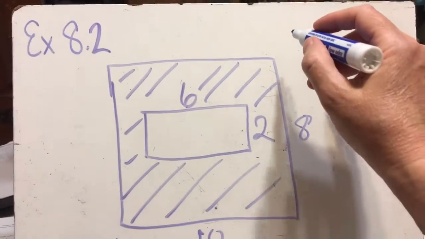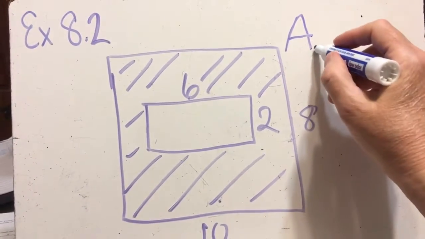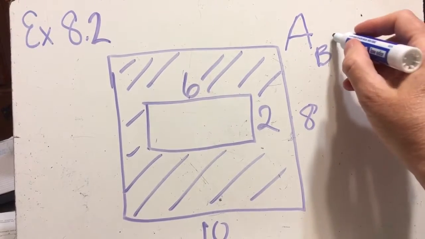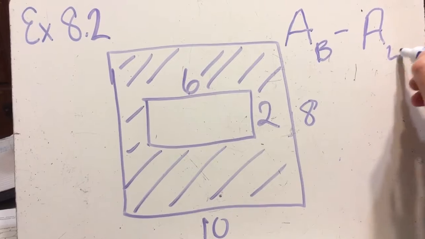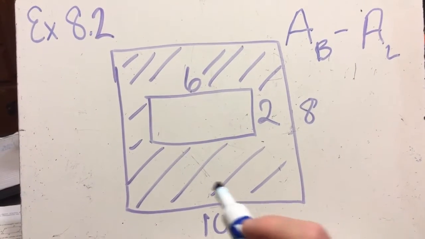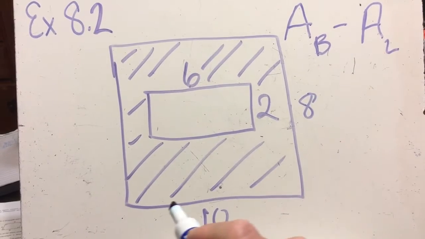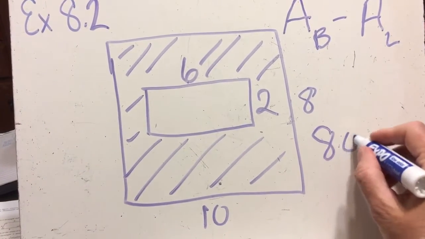So let's write a little formula for this type of problem. Area of the big triangle minus area of the little triangle is going to give us the area of the shade. So the area of the big triangle, 8 times 10 is 80 square units.